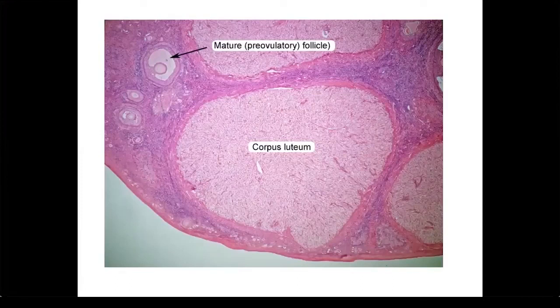This is a histology slide of a corpus luteum. You can also see a vesicular follicle here, a secondary follicle, and this is an early vesicular follicle. The fluid is beginning to collect. Recall that this cavity filled with fluid is called the antrum.